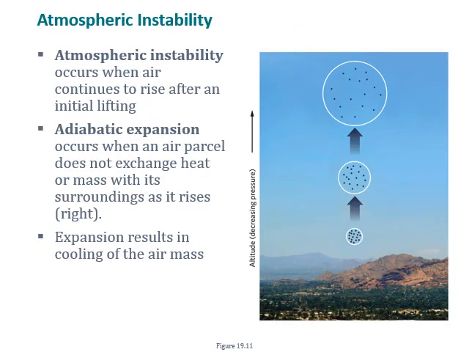Our third condition for the development of thunderstorms is atmospheric instability. Atmospheric instability occurs when air continues to rise after an initial lifting. Adiabatic expansion occurs when an air parcel does not exchange heat or mass with its surroundings as it rises. This is shown in the figure on the right. This adiabatic expansion results in the cooling of the air mass as it goes higher in elevation.